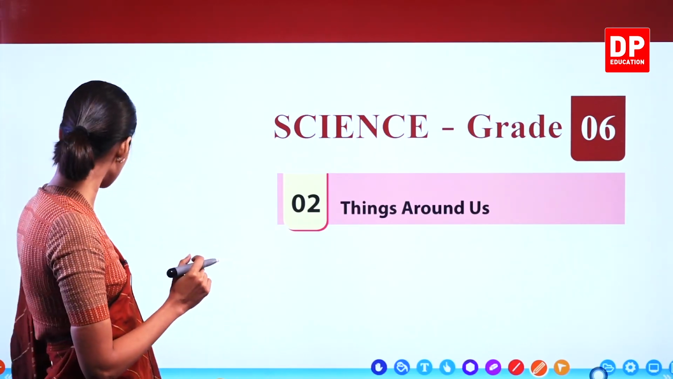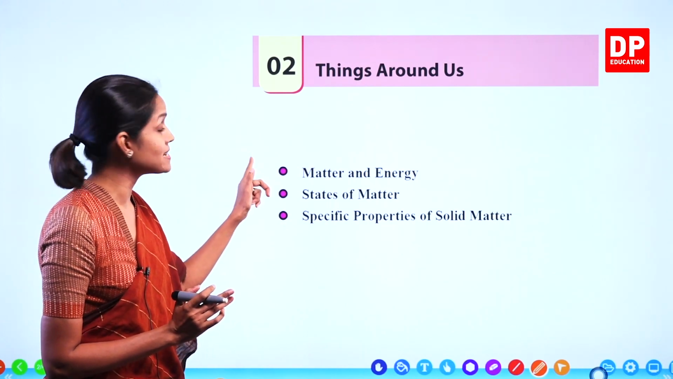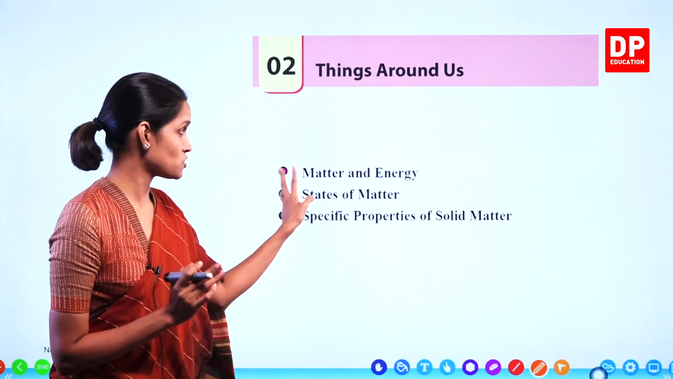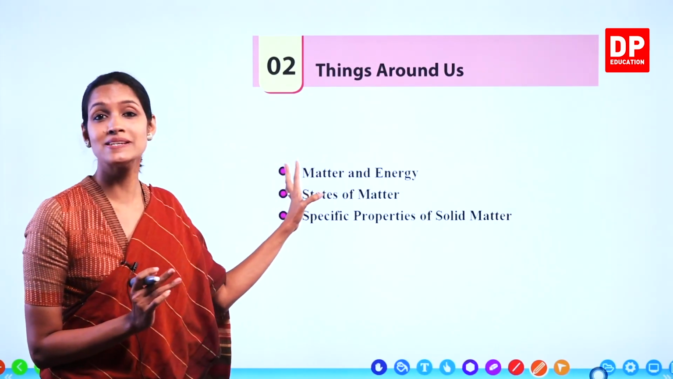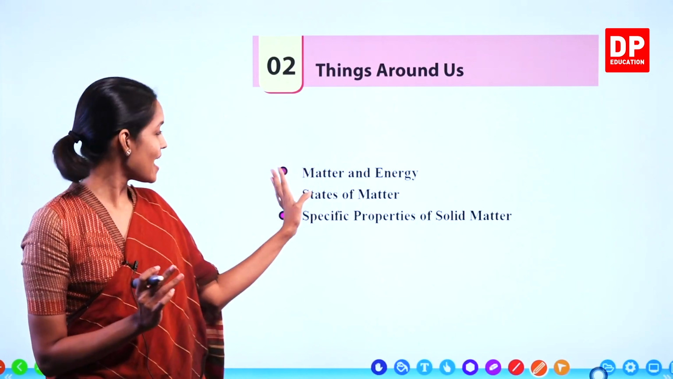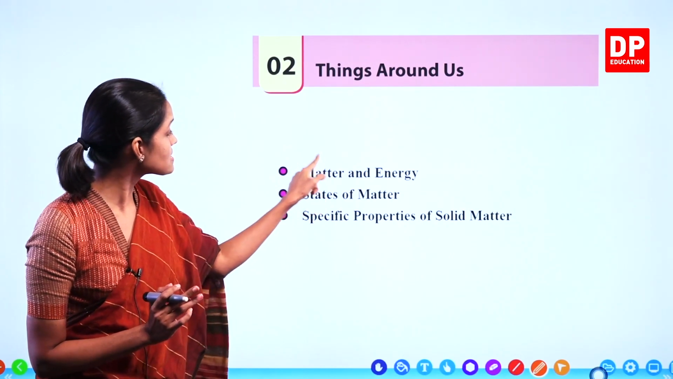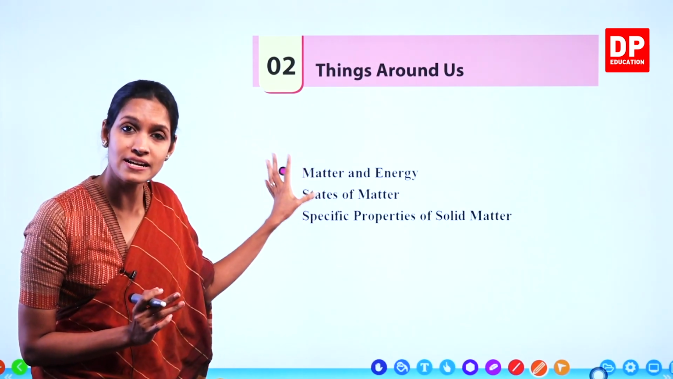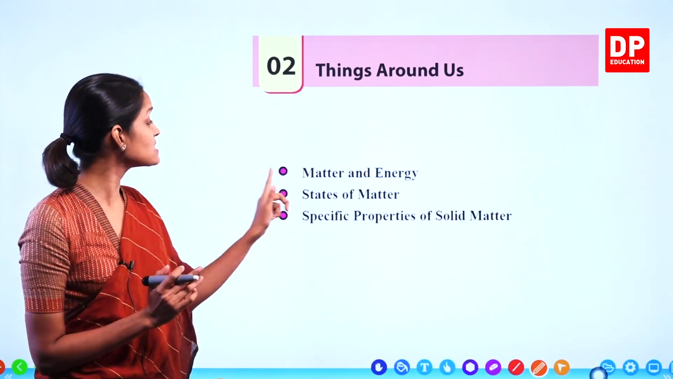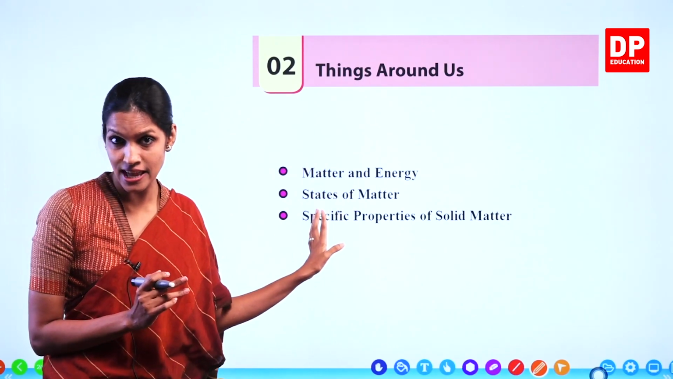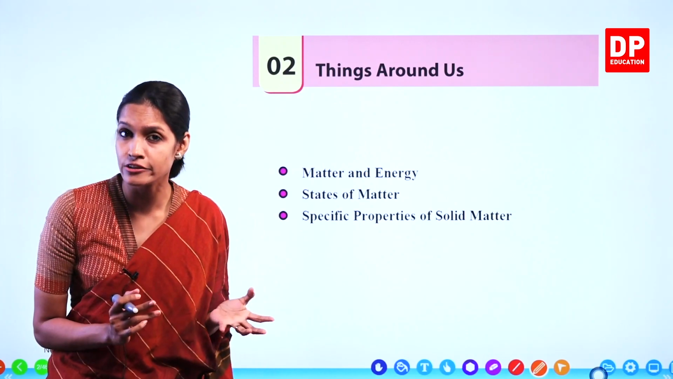So we will see what are the things we have to learn in this lesson. We have to learn about matter and energy. These two are new terms for you all. I know that. We are going to learn what comes under matter and what comes under energy. And we are going to learn about states of matter. When I explain this term matter to you all, you will understand that there are different forms of matter. These are known as states of matter. Understand?